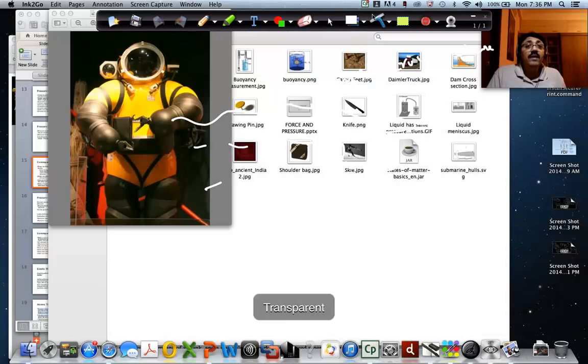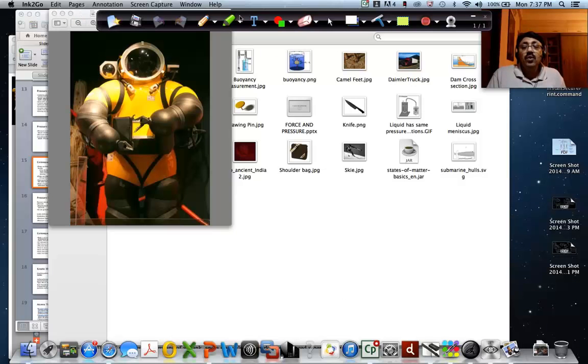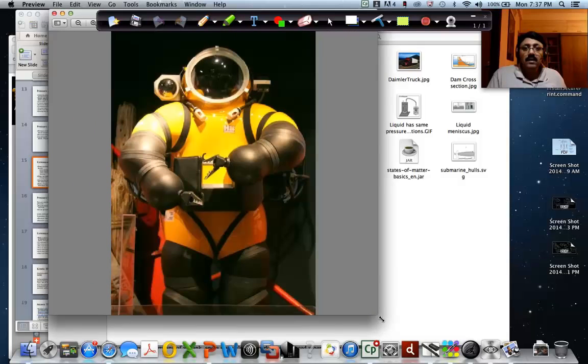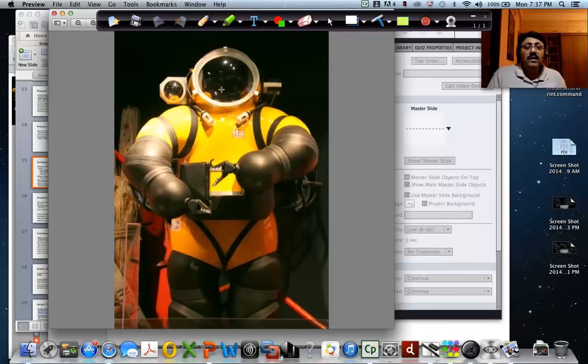invented this thing called the diving suit. When you put on a diving suit like this, see, this is a diving suit, no matter how deep you go, you will not be crushed, because the diving suit takes all the pressure. The pressure is not applied on your body, but on the diving suit. The suit takes all the high pressure.